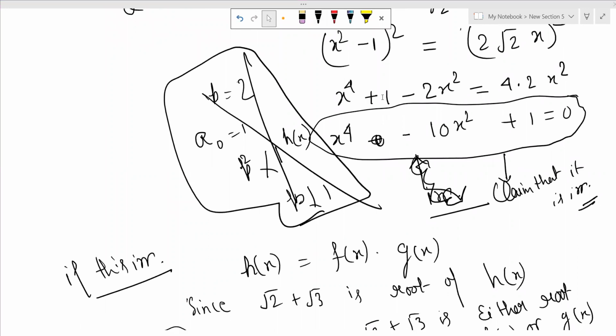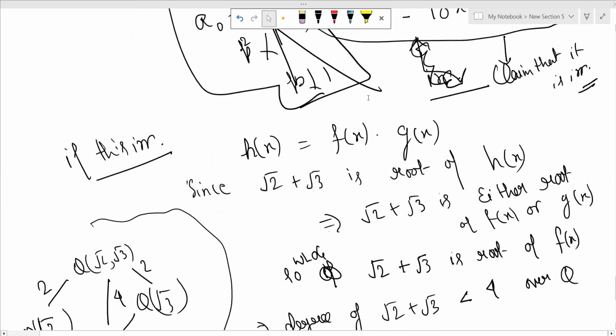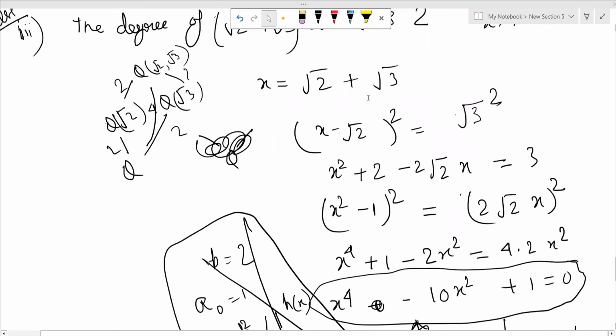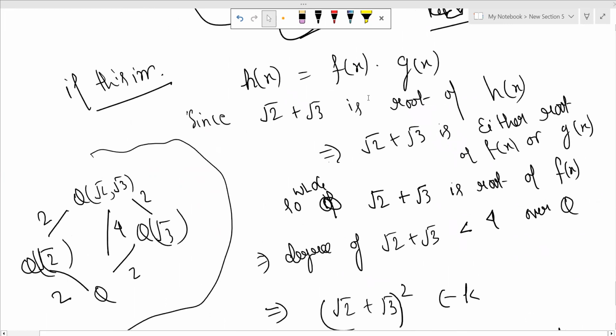Why is one not possible? One is not an element of the field. Sorry, this root 2 plus root 3 is not an element of Q. So if the degree of extension is 1, that should be an element of Q. So this tower method you can adopt.